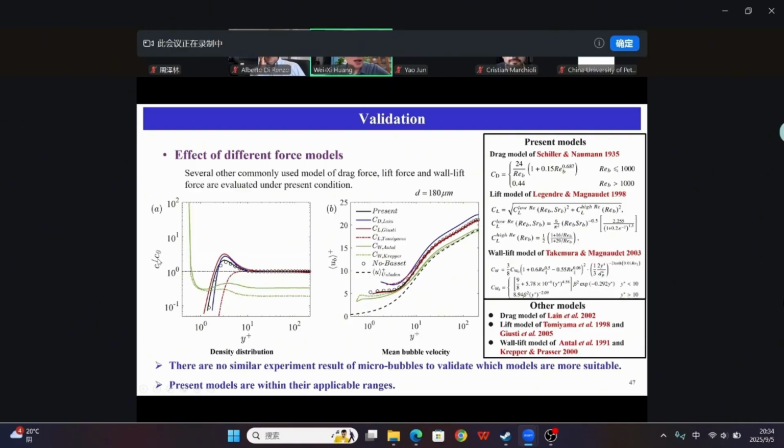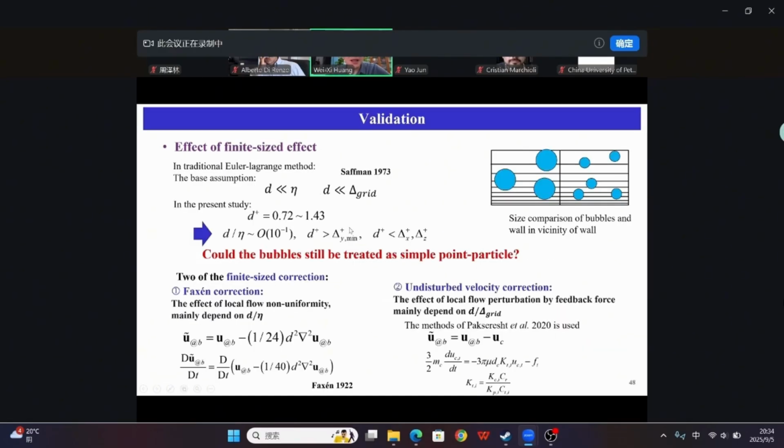But for the density, they also show similar behavior, but for certain forces, the different wall lift force models show significantly different behavior. Because there is no strict data for validation here, it's harder to say which force model is better than others. So here we basically consider these models generally valid for the simulation.